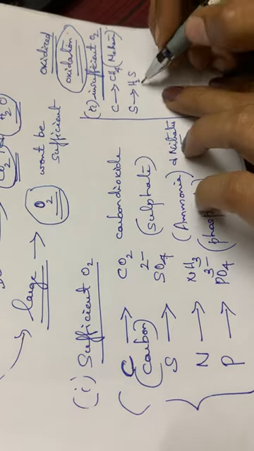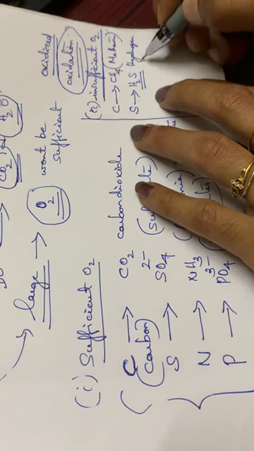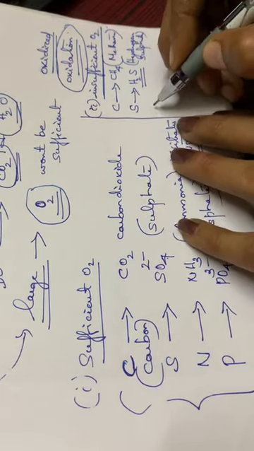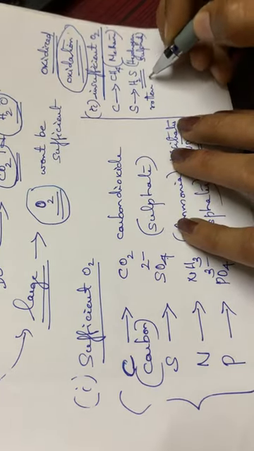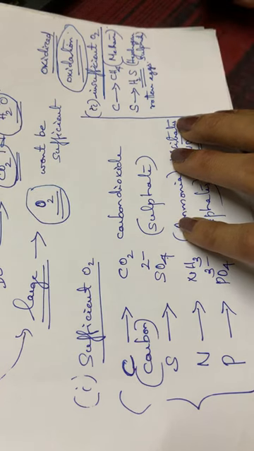See, this H2S, hydrogen sulfide. This hydrogen sulfide has got the smell of rotten eggs. It has got such an offensive smell.